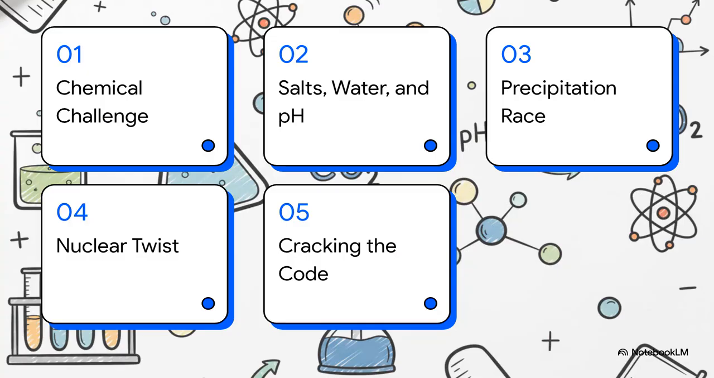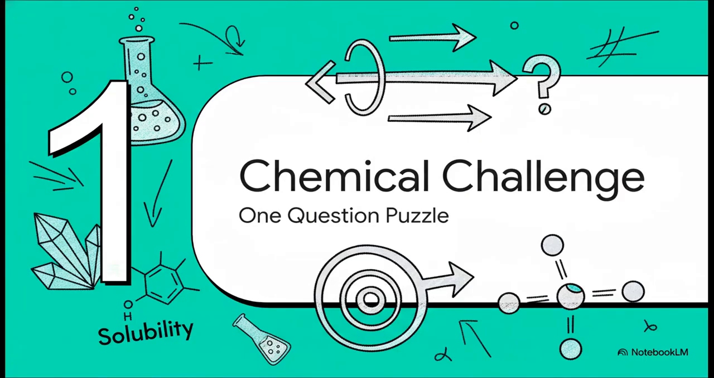So here's our game plan. First, we're going to face the challenge head-on and see what we're up against. Then, we'll solve our three puzzles one by one. A conceptual one about salts and pH, then a numbers game to see what crashes out of solution first, and finally, we'll tackle that surprise twist into nuclear energy. Let's get into it.